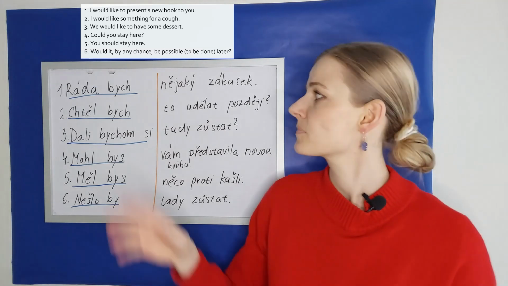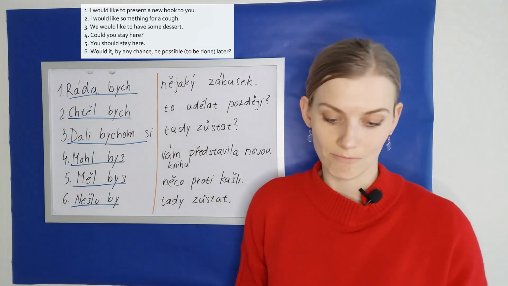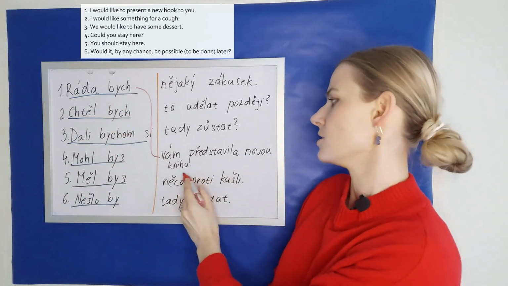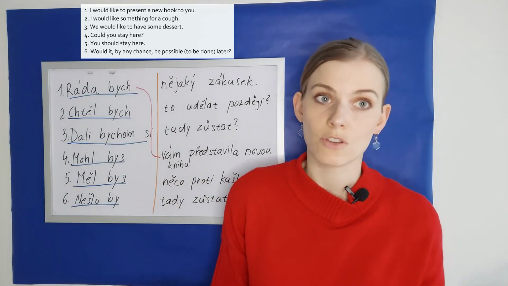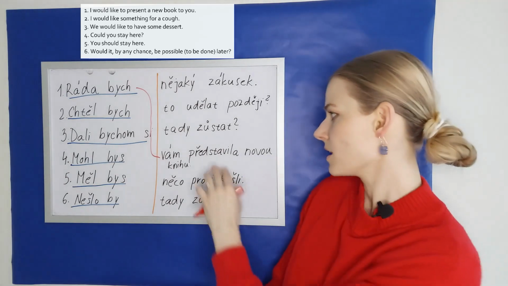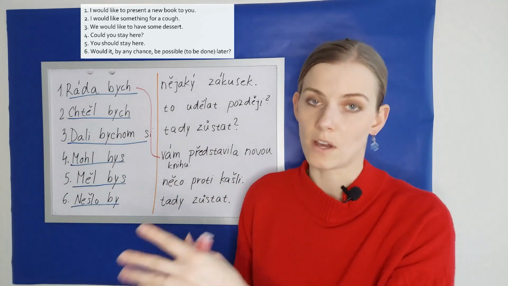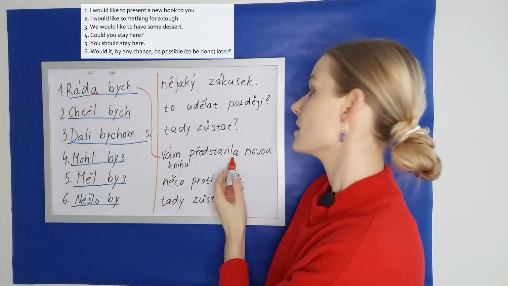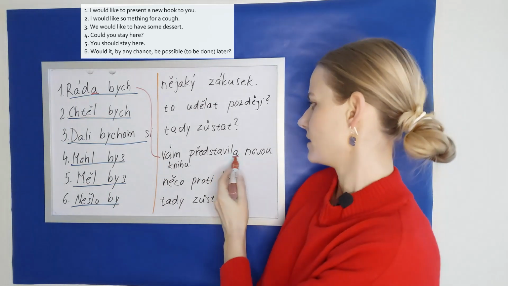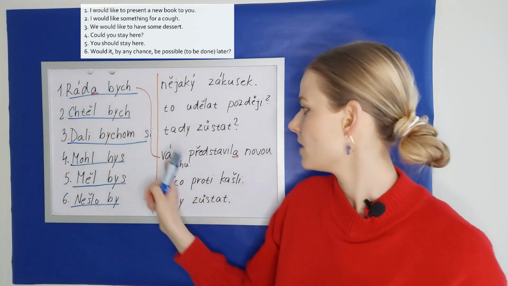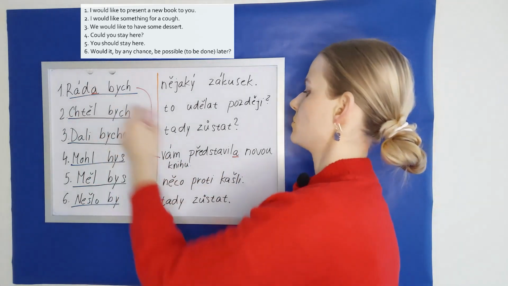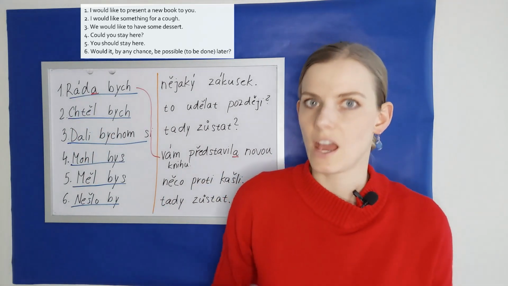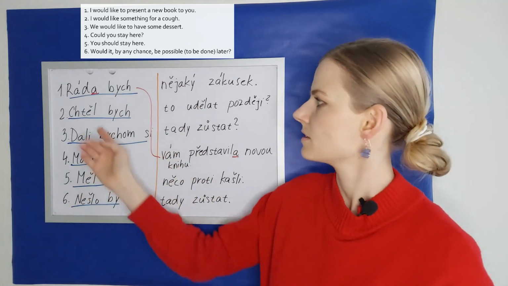So the first sentence is, I would like to introduce a new book to you, which will be, ráda bych vám představila novou knihu. You can use this when you want to introduce a new product. Ráda bych vám představila. Představit means to introduce someone or something, such as a new product. And as I said, this is a feminine form. It will be followed by past tense in the feminine form. Ráda bych vám představila. These two have to be corresponding to the right person. Ráda is a kind of an adjective. It's not a verb.